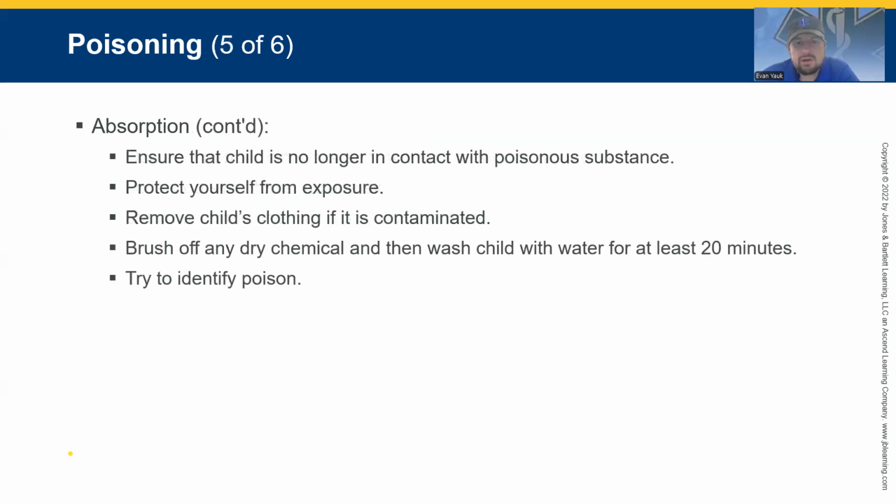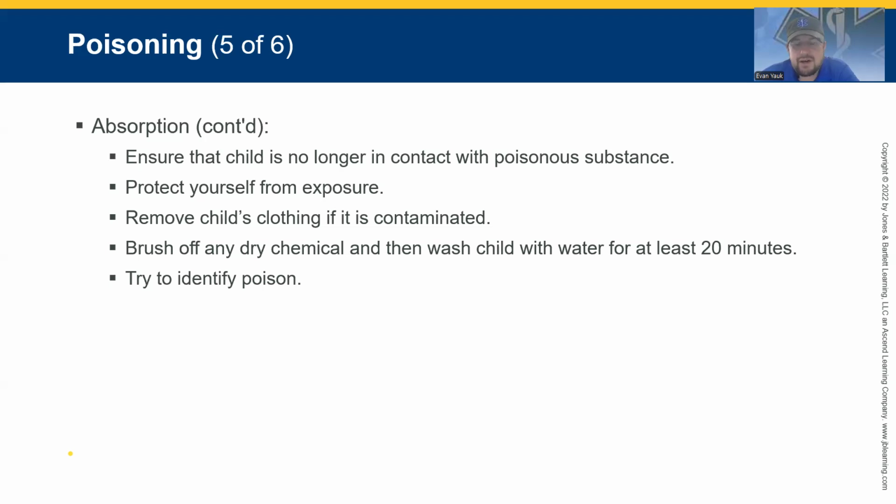Ensure the child is no longer in contact with the poisonous substance. If it's a powder, let's wipe it off and then rinse it. If it's something besides a powder, we need to make sure we can get it removed, but don't get it on you. Protect yourself from exposure. Remove the child's clothing if it is contaminated. Brush off dry chemicals, and then wash for 20 minutes.